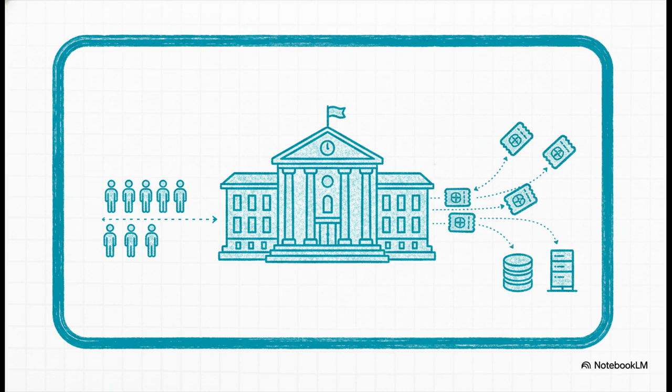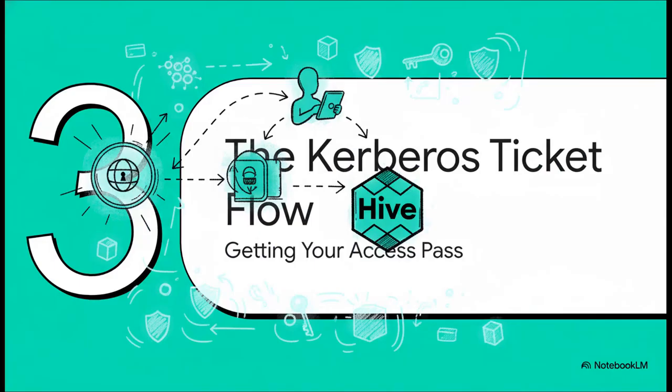Now, at the very heart of this entire system is one single, incredibly critical component, the Key Distribution Center, or KDC for short. The KDC is the central authority. It's the main passport office for our city. It's the one responsible for checking everyone's credentials and then handing out those secure tickets that grant access to everything else in the cluster.